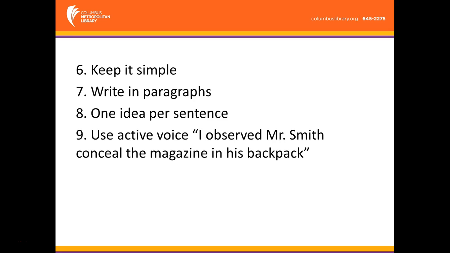And then the last one is use the active voice. An example of this is: I observed Mr. Smith conceal the magazine in his backpack. If you're ever subpoenaed or an incident report goes to a criminal proceeding or civil proceeding, they're going to want to see this because you'll be testifying in first person. So your incident report should reflect that. You capture what you experienced, what you saw, the facts that you observed within your incident report by using the first person or active voice.